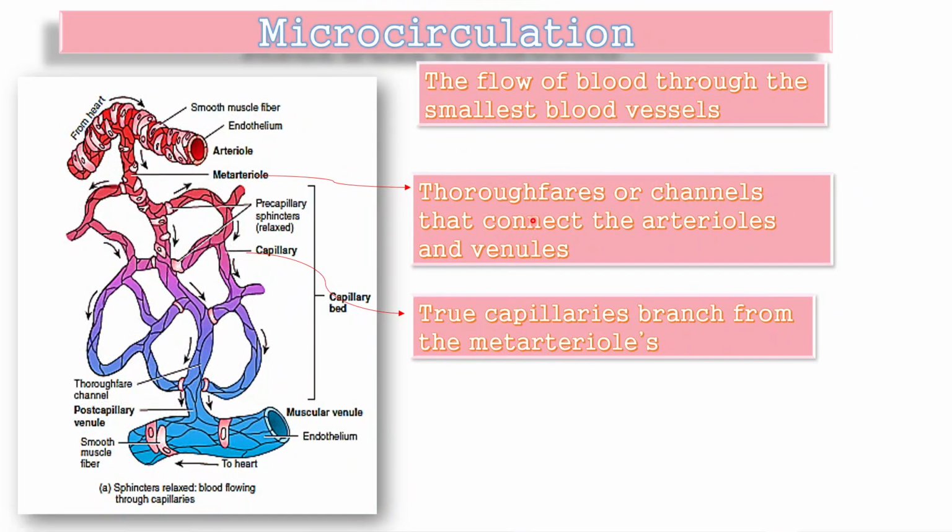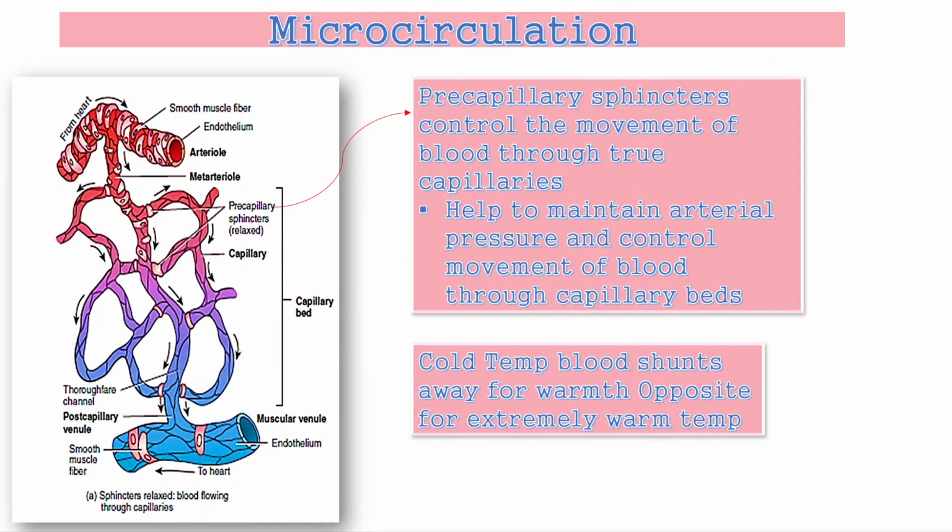We talk about microcirculation, the flow of blood through the smallest blood vessels. This is where a lot of your oxygen exchange takes place, at these capillaries. These precapillary sphincters control the movement of blood through the true capillaries. Cold temperatures can shunt blood away from these areas as well, just like shock can.